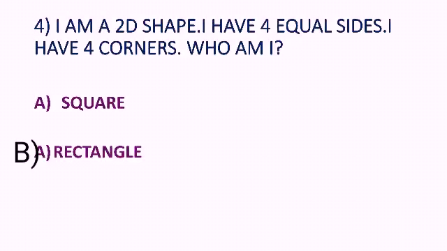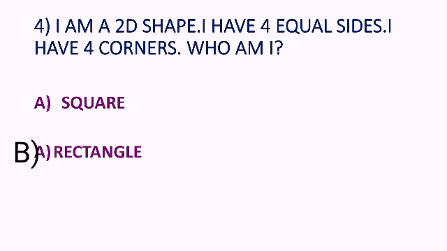Okay. So question number 4. I am a 2D shape. I have 4 equal sides. I have 4 corners. Who am I? When we learned the chapter Shapes, we learned that there are 2 types of shapes, 2D shapes and 3D shapes. In 2D shapes, we have learned about many shapes like a circle, rectangle, square. Everyone has their own characteristics.